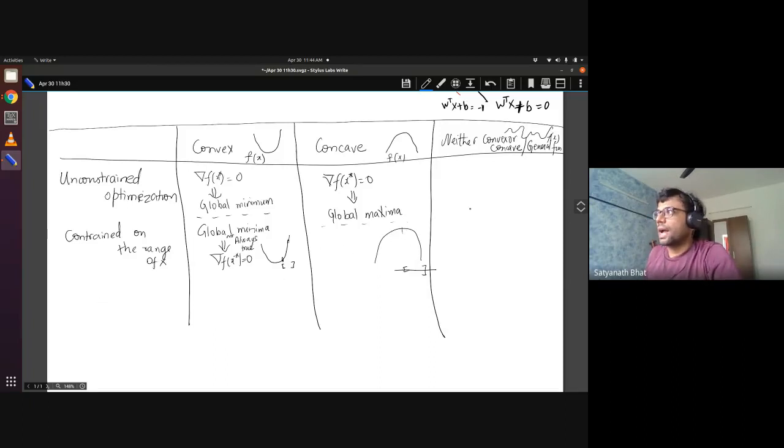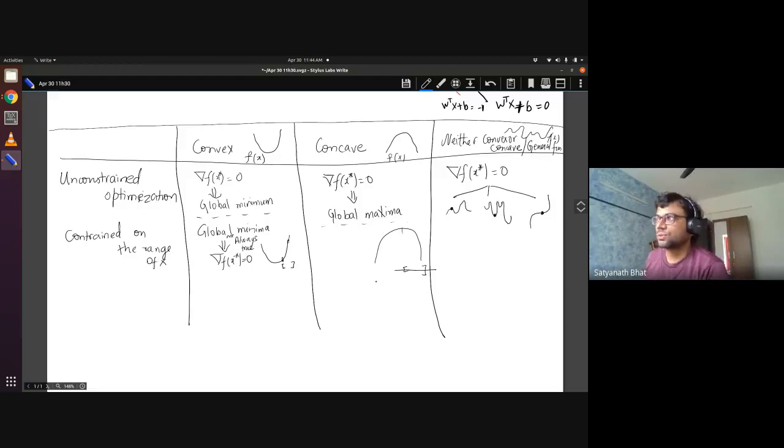In the neither convex nor concave case, if gradient f of x star is equal to 0, then the output can be one of 3. It could be a local maxima like this, or it could be a local minima, for some function like this, or it could be a saddle point. These things can happen when it is neither concave nor convex.